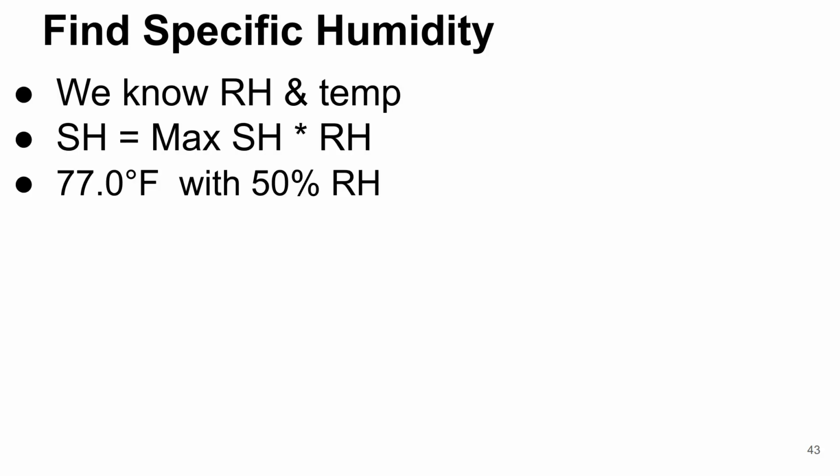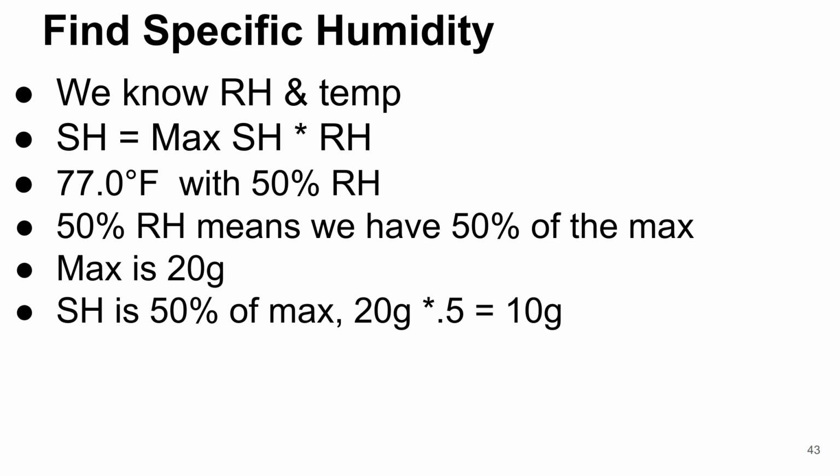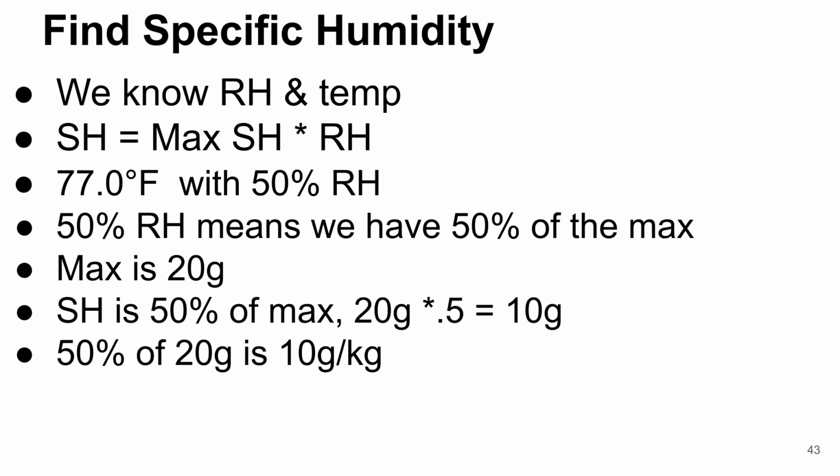So we know it's 77 degrees with 50% relative humidity. That means we have 50% of the maximum. The max is 20. We have 50% of that. 20 times 0.5 is 10 grams of water vapor. So the specific humidity is 10 grams. 50% of 20 grams is 10 grams.